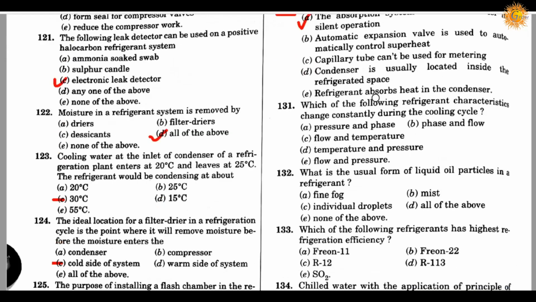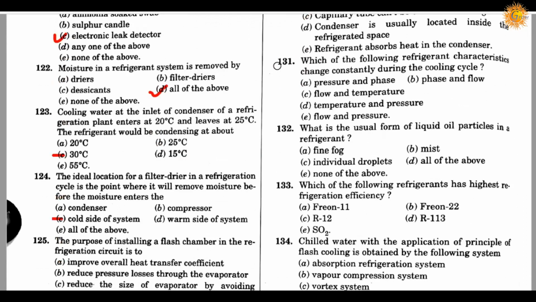Question number 131. Which of the following refrigerant characteristics change constantly during the cooling cycle? Option A, pressure and phase. Option B, phase and flow. Option C, flow and temperature. Option D, temperature and pressure. And option E, flow and pressure. So the correct answer will be D. Temperature and pressure change.